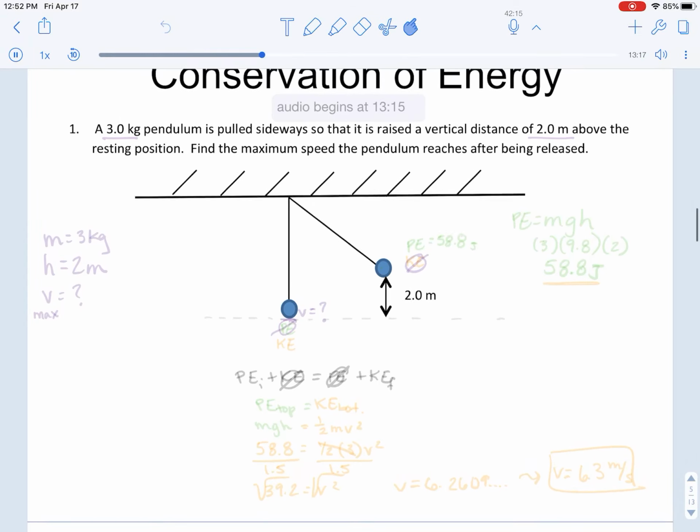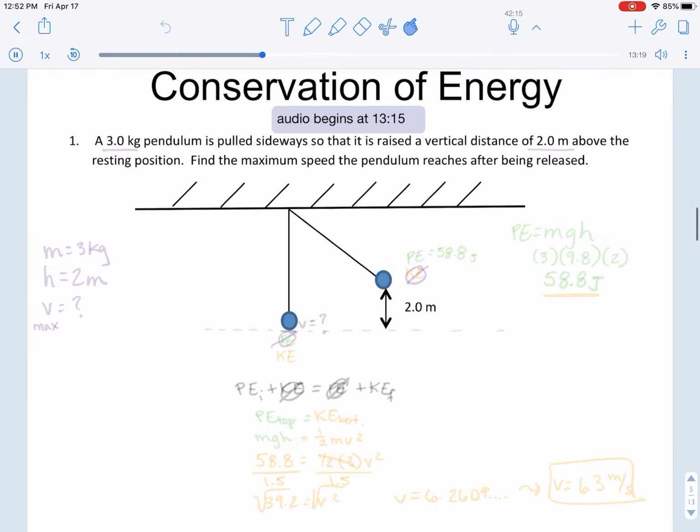Alright, so the purpose of this video is to just work through some more problems with you. So here we go. A 3 kilogram pendulum is pulled sideways, so it is raised a vertical distance of 2.0 meters above the resting position.